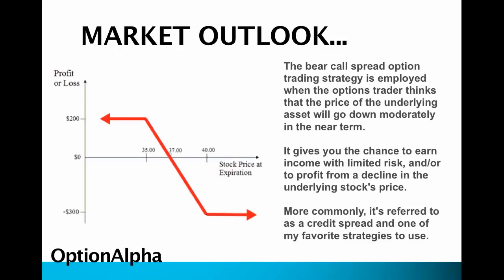The market outlook for this strategy is that a trader thinks that the price of the underlying asset is going to go down moderately in the near term, and in reality we really don't care how far it goes down. It could go down a little bit, it could go down a lot. We just want the stock to go down in price and not go up. But it gives you a chance to earn some income with limited risk and profit from a decline in the stock's price. More commonly, again, like I said, it's referred to as a credit spread. That's one of the things that I use, and it's one of my favorite strategies.